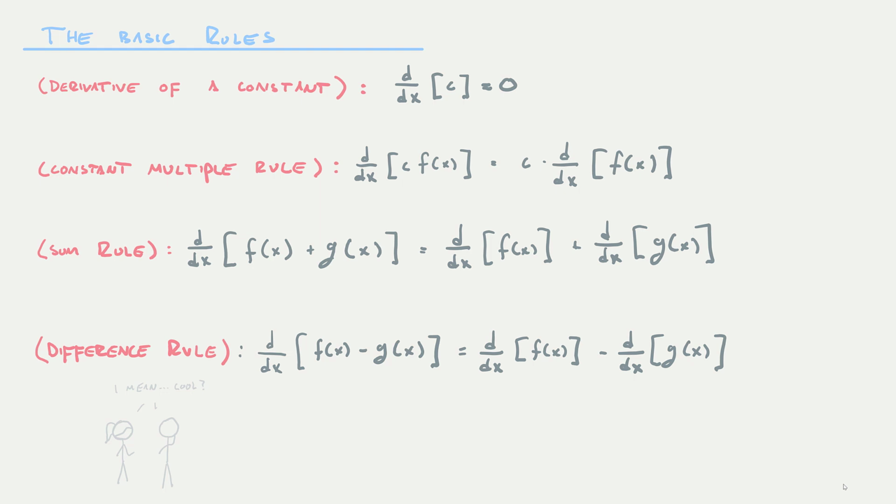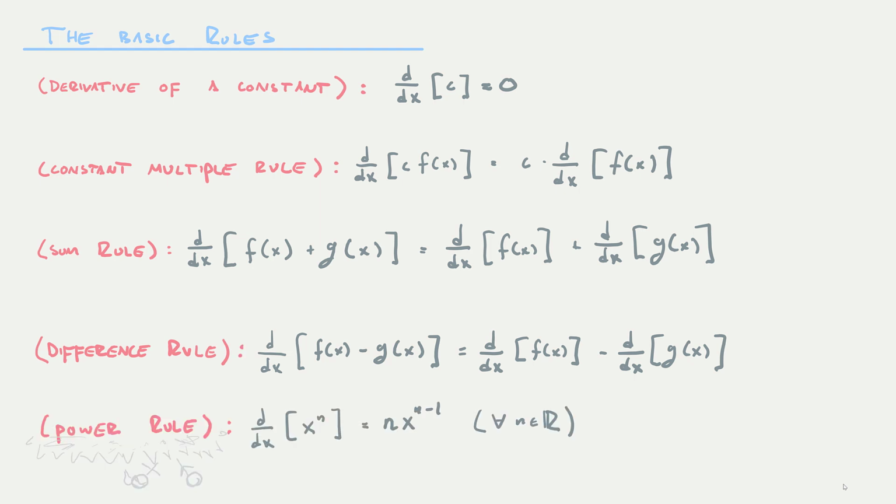And at this point you might be thinking, that's great, but how does this really help us, right? You still have to find the derivative of whatever f and g are, and these don't help us bypass the limit definition of a derivative. Well, check this out. This is the power rule. It says that if you take the derivative of x to the n, that is actually just n times x to the n minus 1. And this is true for any real number n.